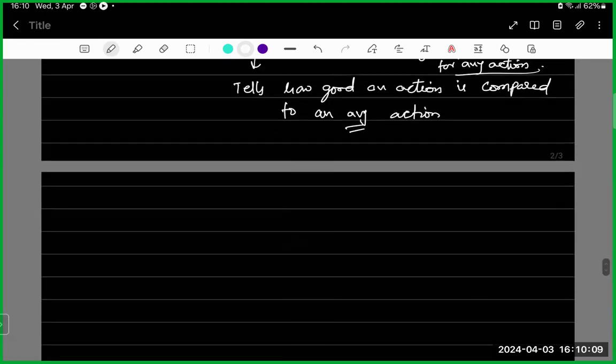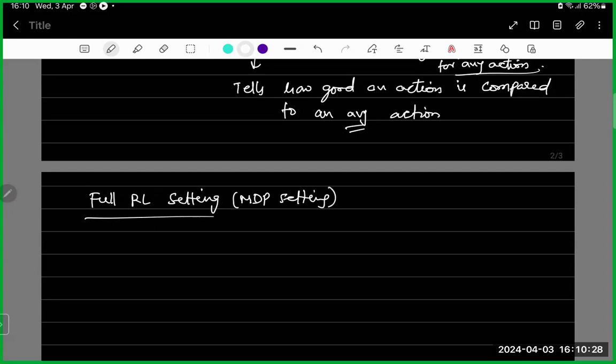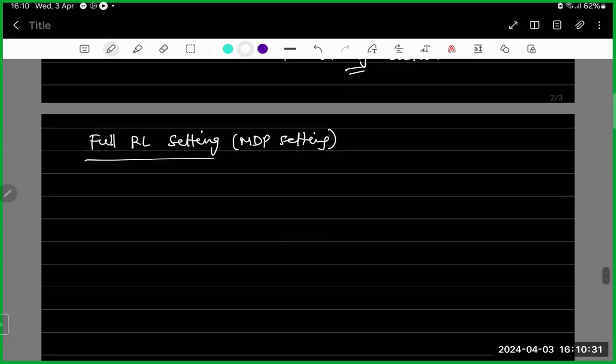Okay, now we'll try to see how these two things will look in the full RL setting, that is, in the MDP setting. In yesterday's lecture, we derived the policy gradient update for the MDP setting.